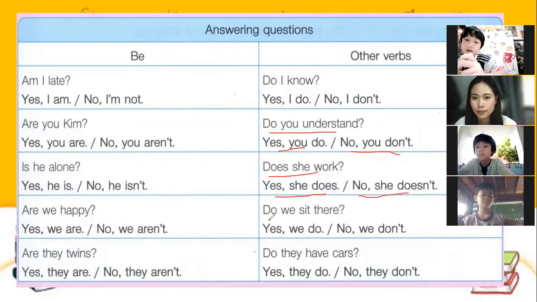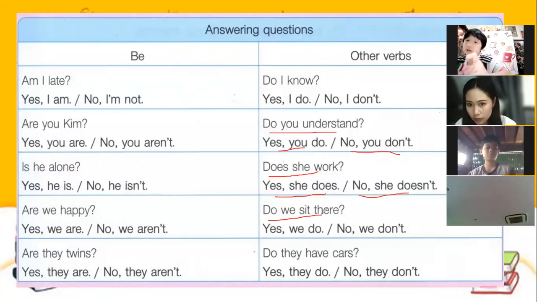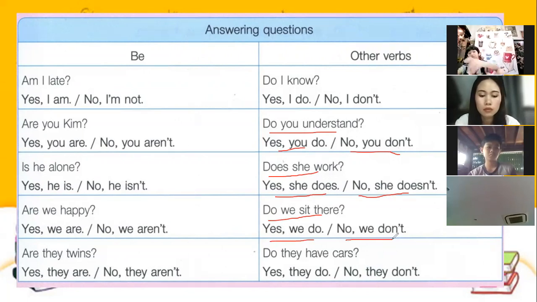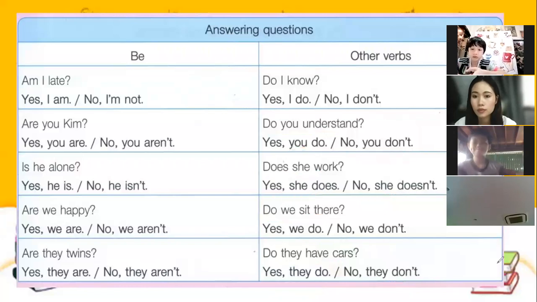Similar like that, do we sit there? Somebody is asking the question, do we sit there? If the answer is in the positive sense, it will be yes, we do. Or if it is in the negative sense, that means no, we don't. All right. Now, do they have cars? The positive answer will be yes, they do. And the negative answer will be no, they don't. Okay, students, you understand that? Yes.